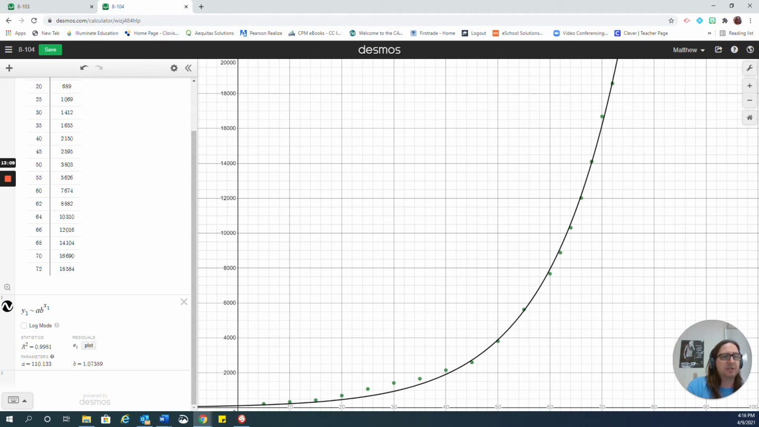It looks pretty good. Let's look at our R-squared value. Yeah, R-squared value is 0.9981. That's pretty darn good. So what's our regression equation? Well, here's our parameters. A, that's our y-intercept, and B, that is our multiplier. So we would do y is equal to 133, sorry. And then the B value, the multiplier, is 1.07389 to the x.